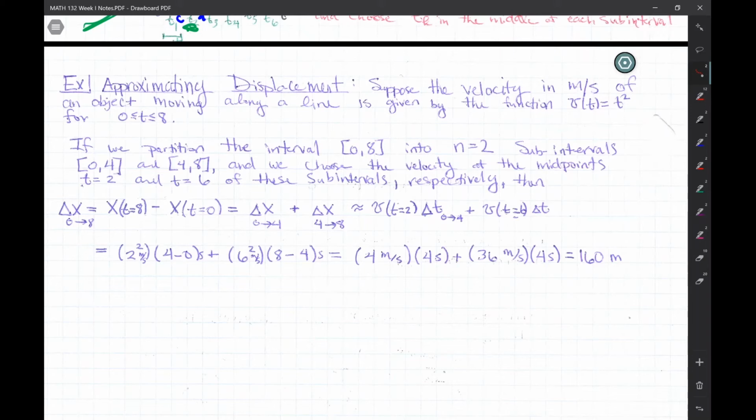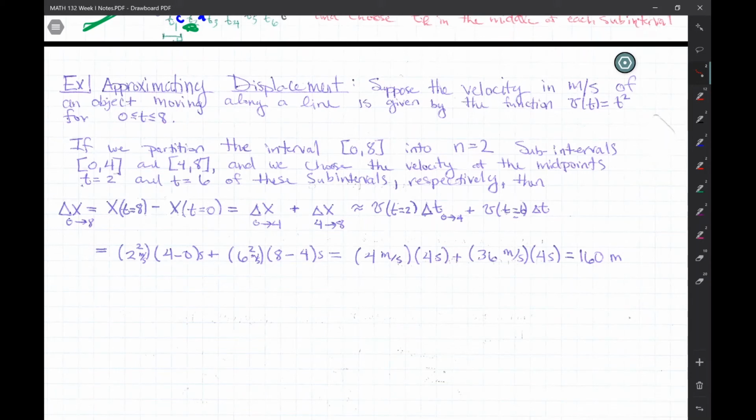So it starts out at 0, and then by the time you get to t equals 4, the object is moving at 16 meters per second, and on and on. So it's getting faster, and it's getting faster at a rate of t squared. So how can we do this? Let's partition our interval 0 to 8. We're going to partition it into two.